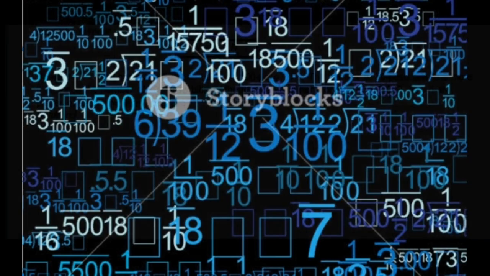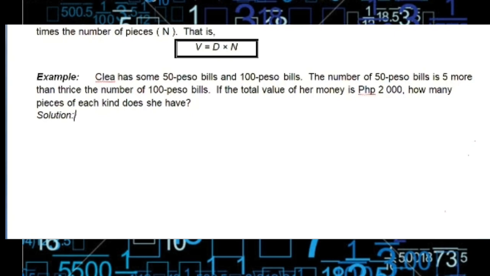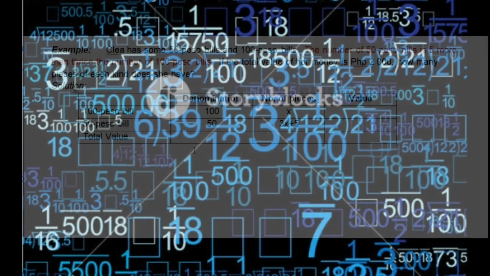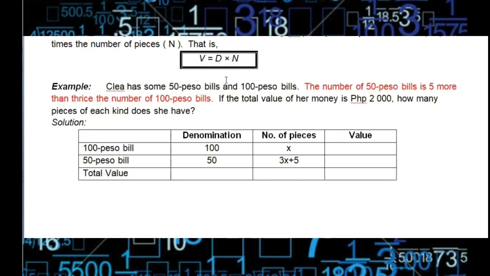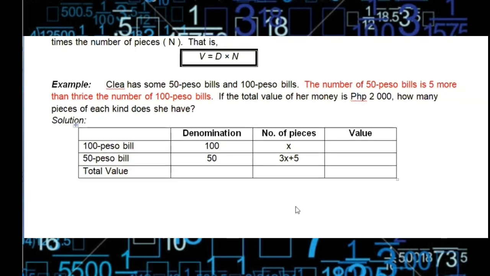Number of pieces. So, ngayon, gagawa tayo ng table, katulad nung kanina. O, di ba may formula tayo dito? Anong formula ng value? Denomination times number of pieces. So, ito times lang natin ito magkatabi, pahalang. So, let's multiply. 100 times x. Ito ha, hina-highlight ko siya. 100 times x, 100x. Tapos, 50 times 3x plus 5.